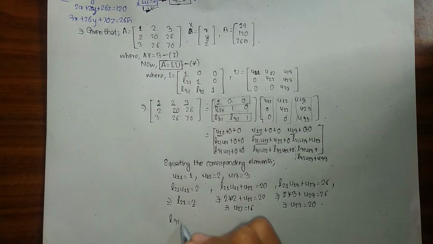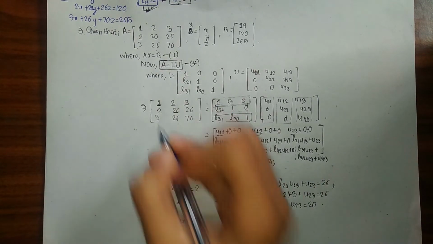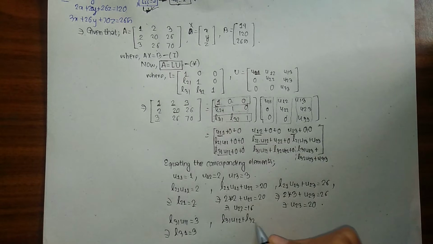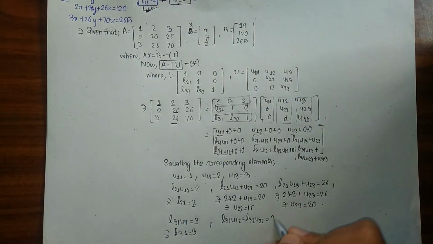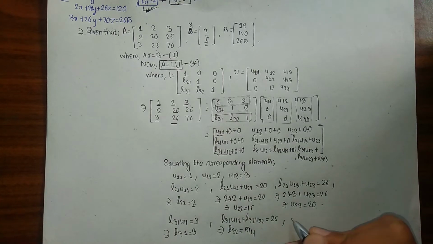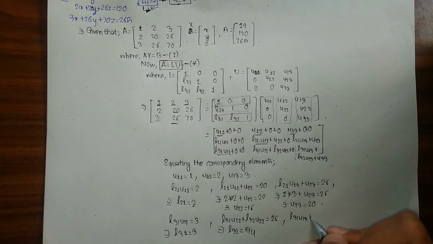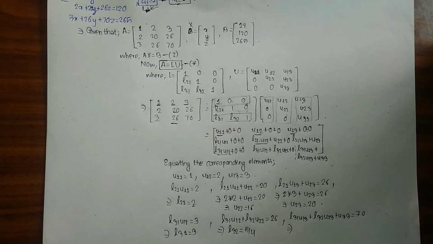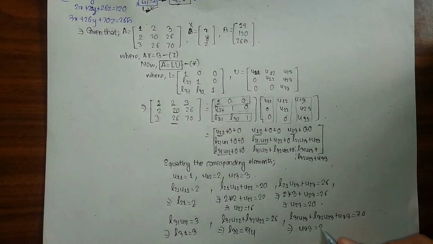We get L31 U11 equals 3. We have our U11 as 1, so L31 will be equal to 3. Similarly, L31 U12 plus L32 U22 equals 26. So let me directly write down my value over here. On solving and substituting the values, we get L32 equals 5 by 4. And similarly for our final equation, L31 U13 plus L32 U23 plus U33 equals 70. So I'm directly writing it down, and solving this, we get U33 equals 36.